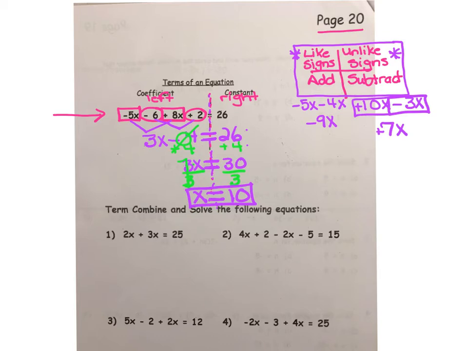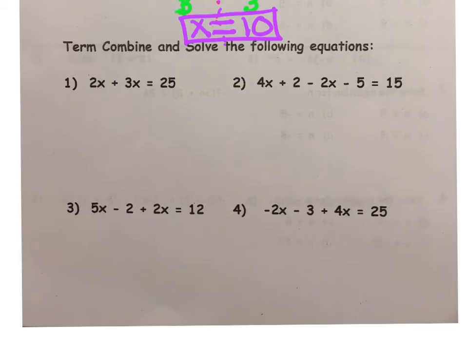Let's take a look at the bottom. At the bottom, we are asked to term combine and solve the following equations. Start by dropping a dotted line down each equal sign. Pause the video if you need a little extra time. As we term combine, we're going to box and circle our terms. Let's take a look at number 1.